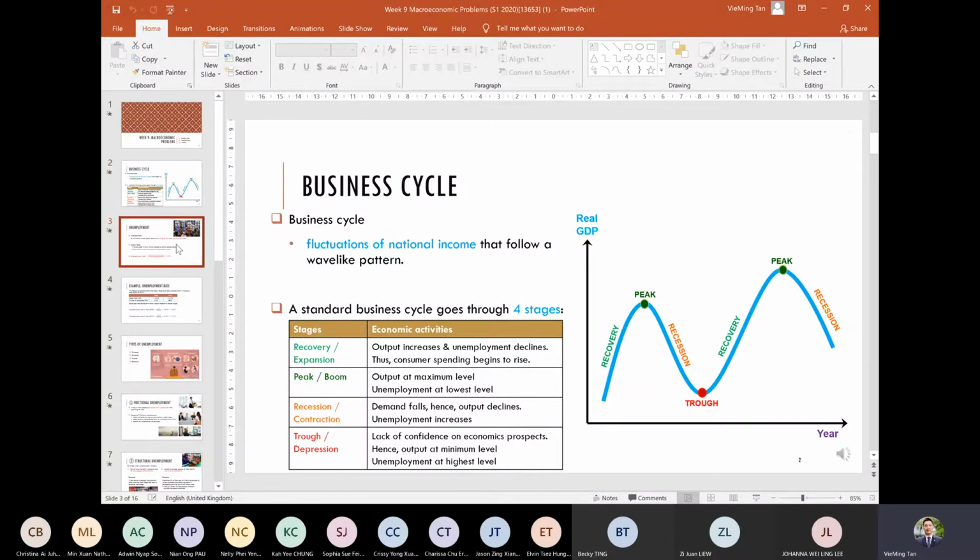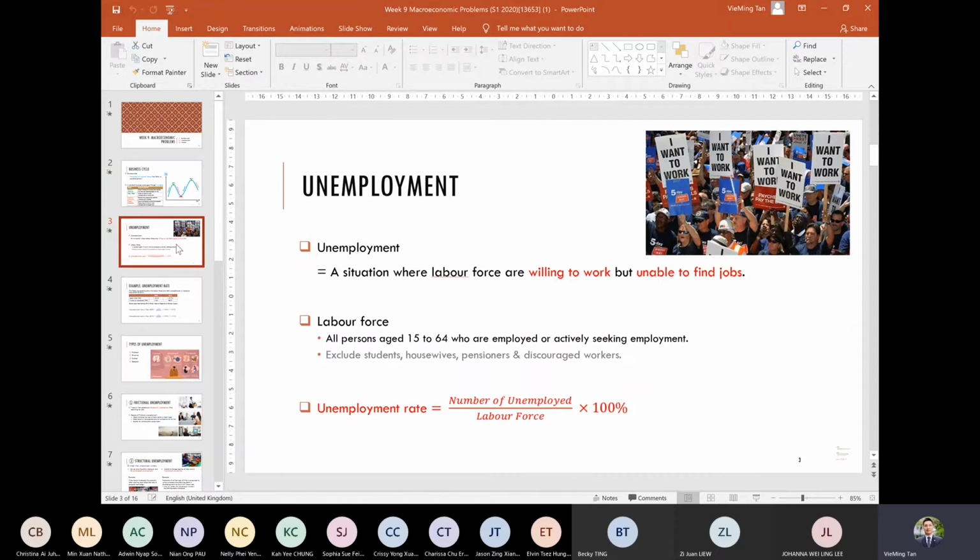Okay, the second macroeconomic problem that we have gone through is unemployment. What is the meaning of unemployment? Unemployment actually refers to people in the nation who are willing to get a job but unable to find a job. So these are referred to as the labor force who are willing to get a job. Willing means actively trying to find a job, but unable to get a job offer in the job market.